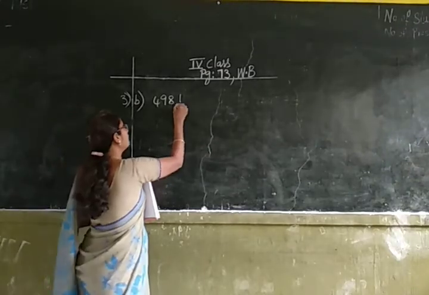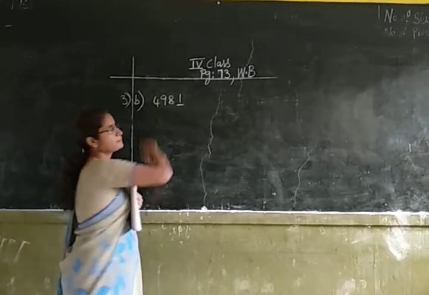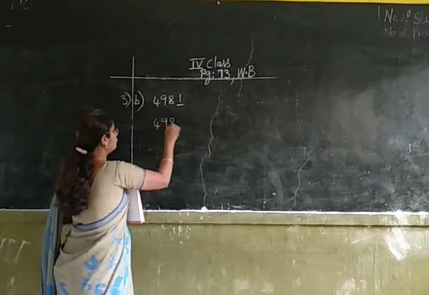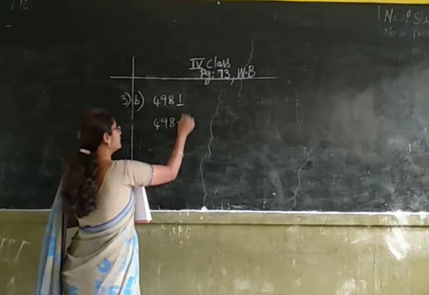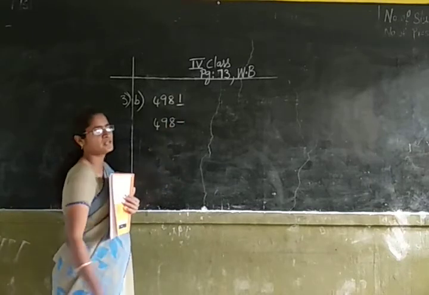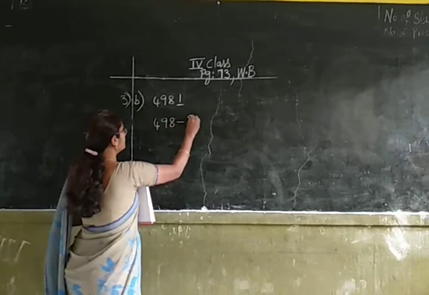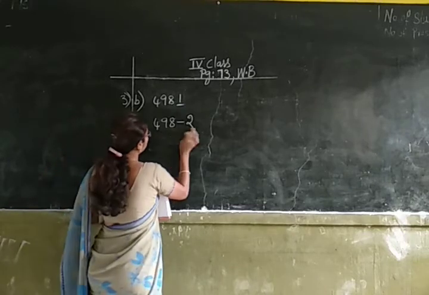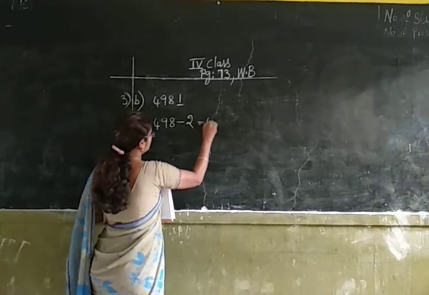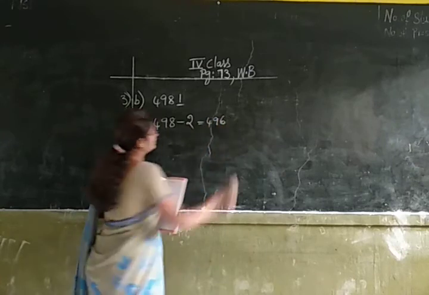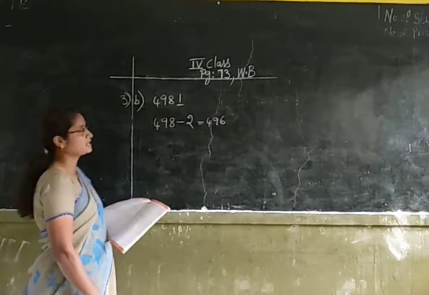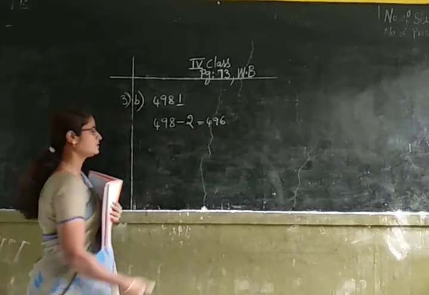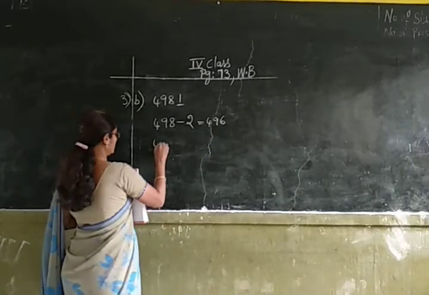We have to double the last digit and subtract it from the remaining digits. Here the remaining digits are 498. Now let us double the last digit, which is 1. When we double 1, it will become 2. Now let us subtract 2 from 498. Then it will become 496. But we can't say whether it is divisible by 7. So let us repeat the process again.